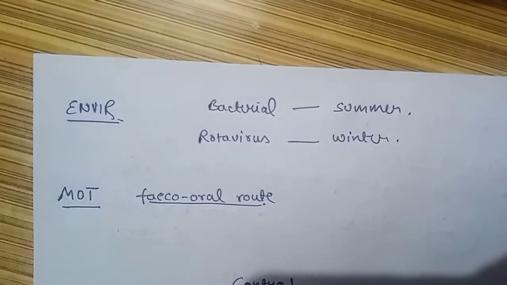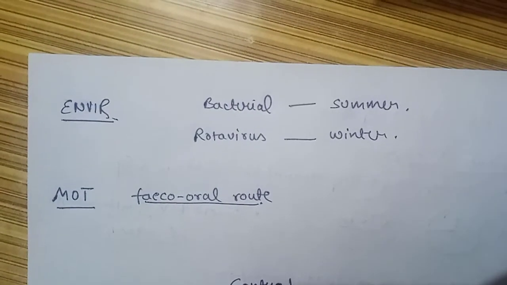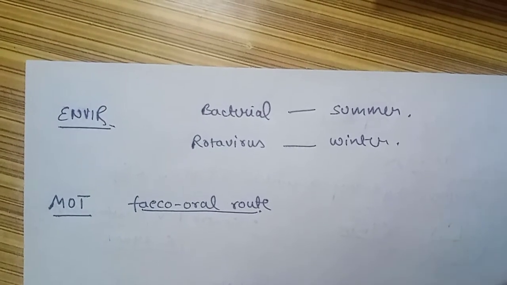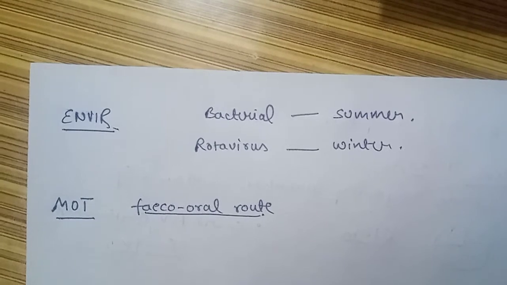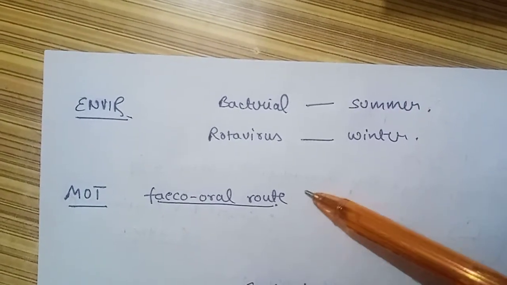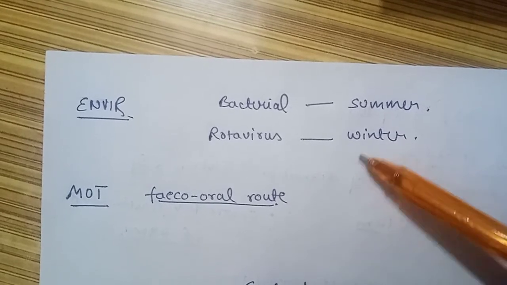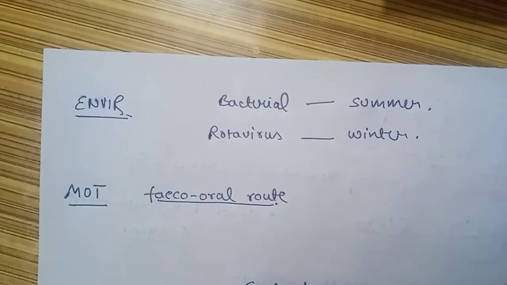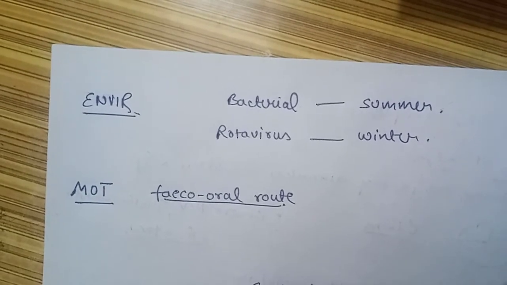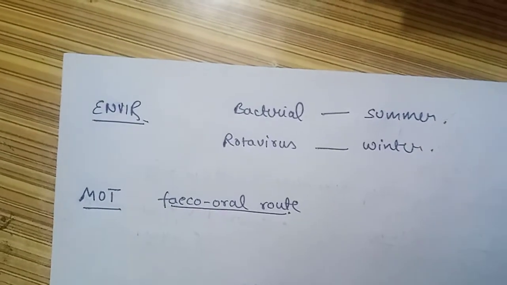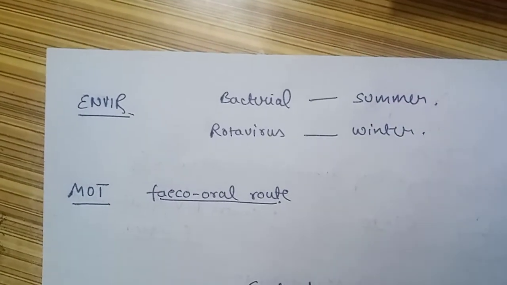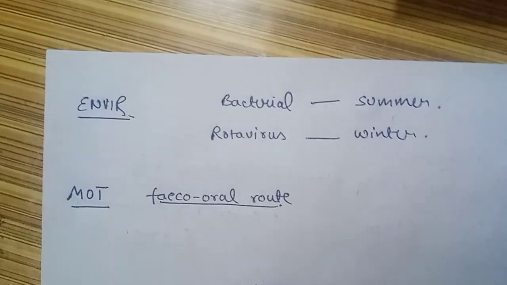Now, environmental factors include, we need to remember that the bacterial type of diarrheas are more common during the summer season, and the rotavirus diarrheas are more common during the winter season. The mode of transmission is fecal-oral, that may be waterborne, foodborne, or the direct transmission, meaning through the fingers or dust, that children are more prone to during this age of 6 months to 2 years. So this is what we need to know about epidemiological determinants.